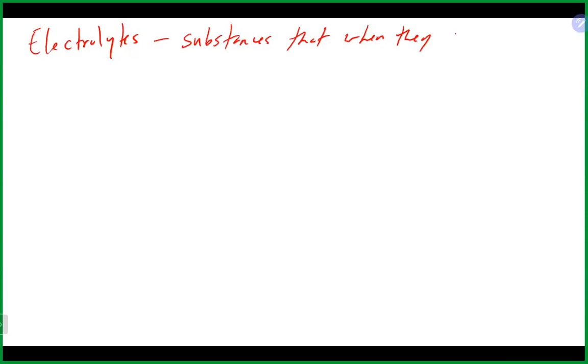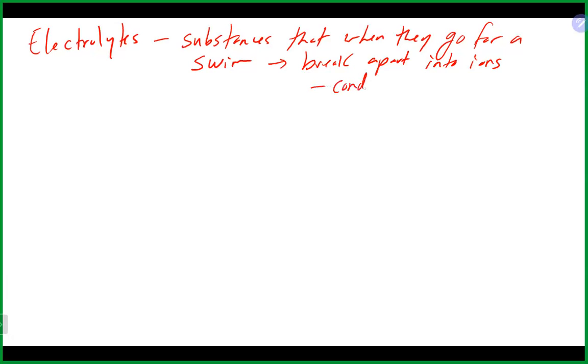All right, so let's talk about a couple of things here to finish up on, which are electrolytes. Electrolytes are substances that, when they go for a swim, that is the chemistry terminology there, I'm going to actually write it. When they go for a swim, you'll find that in all the finer chemistry textbooks, they basically will break apart into ions. And because they break apart into ions, they're able to conduct electricity. And it's the presence of those ions.